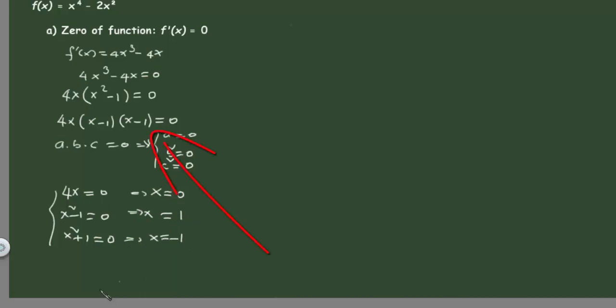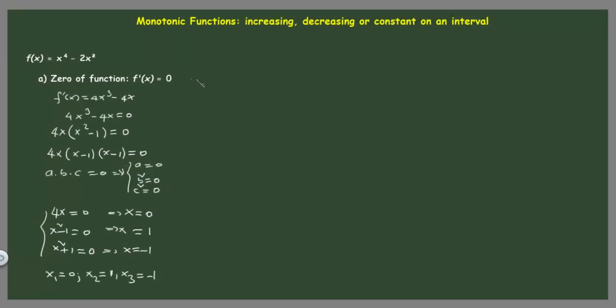So the zeros of the function are three values: x1 equals 0, x2 equals 1, I mean, I put it in this order, it doesn't matter, and x3 equals minus 1. So we have three values for the zeros of this function. Now we're going to draw a monotonic table to represent the intervals between the zeros of the function, and where the function is increasing or decreasing, with their different signs.